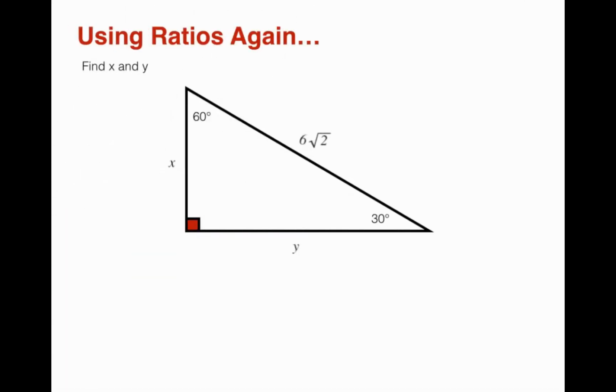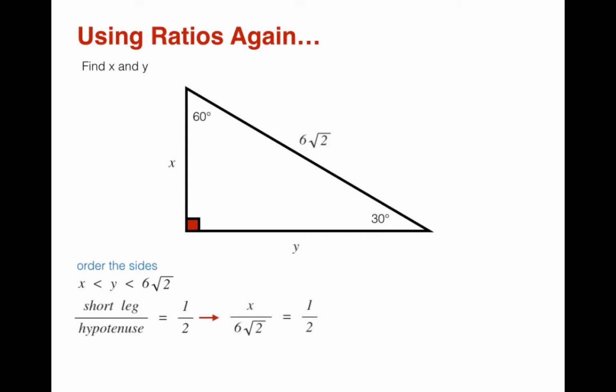Let's do this again. This time I have the hypotenuse, 6 square roots of 2. I order the sides. The shortest is x, the middle side, the long leg, is y, and the hypotenuse, which is the largest, is 6 square roots of 2. Now, I use this fact. The short leg divided by the hypotenuse is always equal to 1 over 2. This means that x over 6 square roots of 2 is equal to 1/2. Now I cross multiply. 2x equals 6 square roots of 2. Divide both sides by 2. x equals 3 square roots of 2.